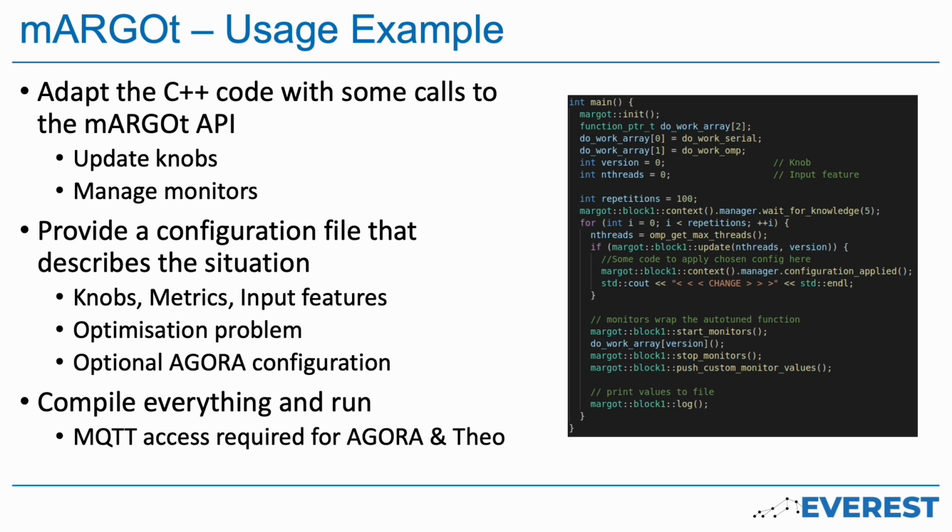Given the configuration file, the user should compile its application linking to Margot, and the compiler will generate the interface starting from the configuration file. The output of the compilation process is an executable bundled with the knob optimization mechanism.